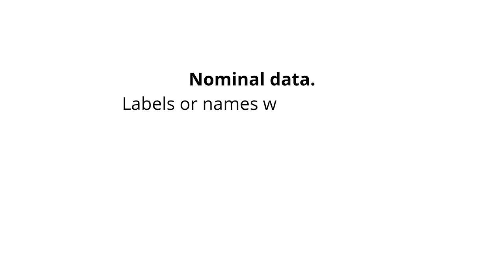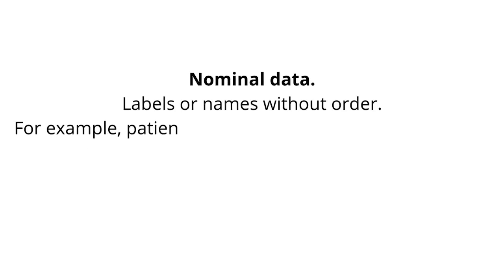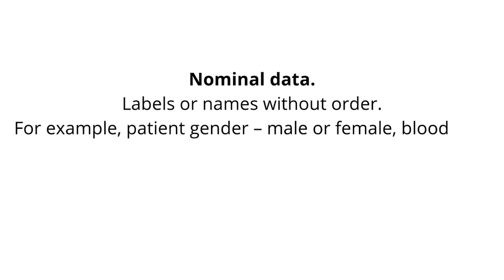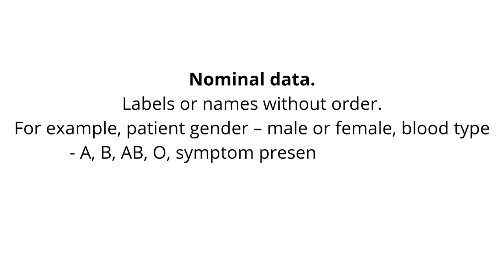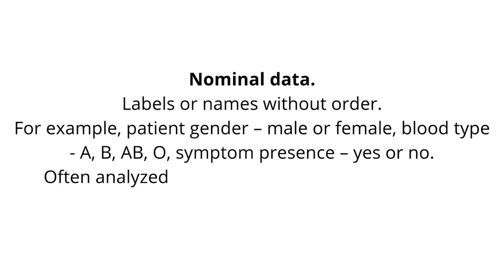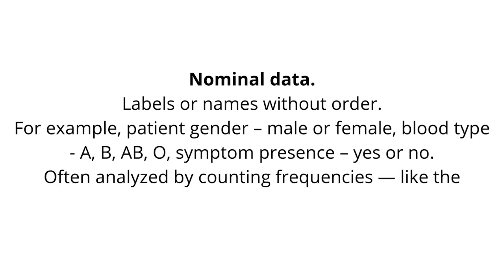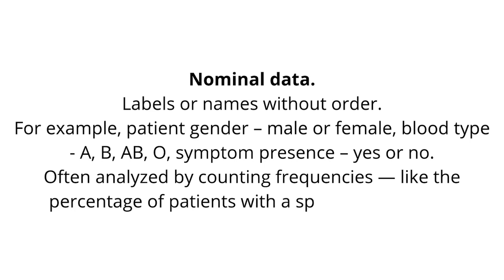Nominal data. Labels or names without order. For example, patient gender, male or female, blood type, A, B, AB, O, symptom presence, yes or no. Often analyzed by counting frequencies, like the percentage of patients with a specific blood type.